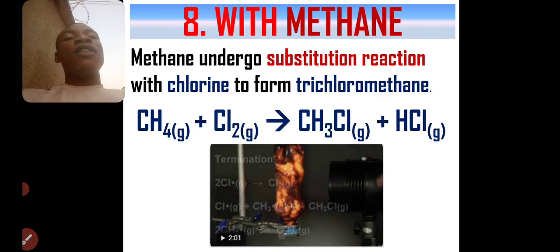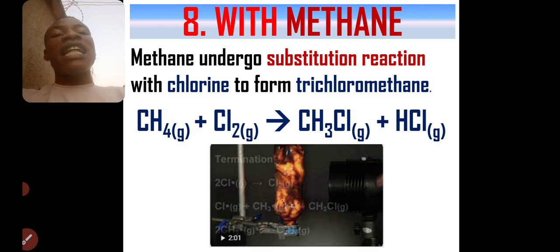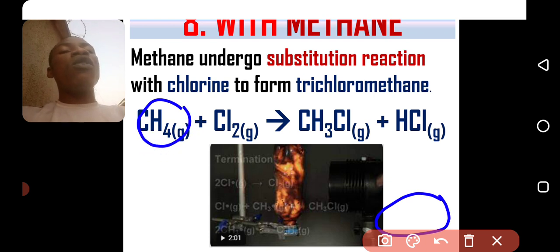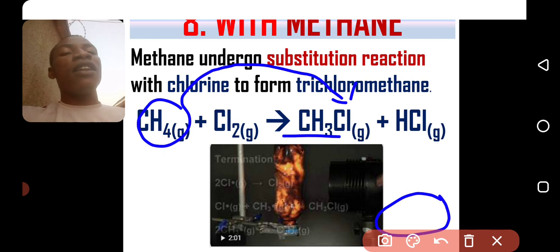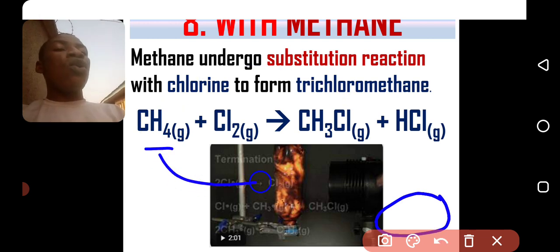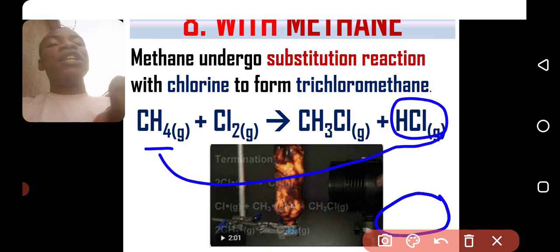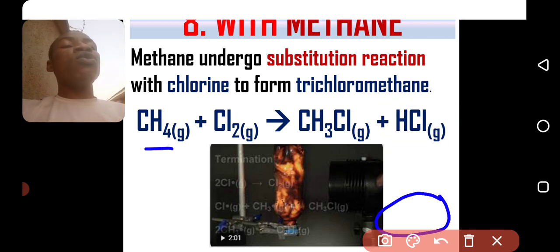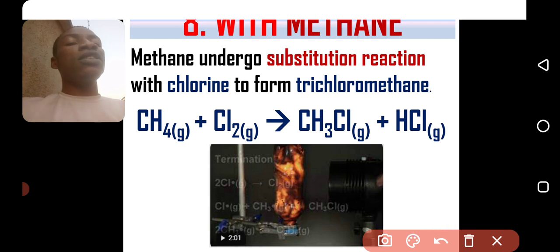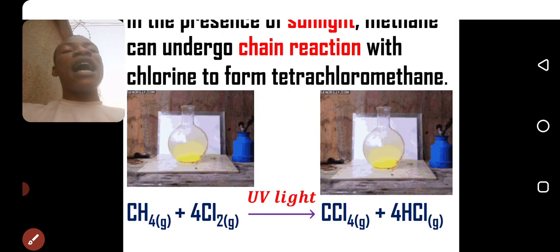With methane, when chlorine reacts with methane, it substitutes for one of the hydrogens there. That is, out of these 4 hydrogens, one of them will be replaced by chlorine, so it gives us CH3Cl. You call that a substitution reaction. Then any H that has been replaced here will form a new compound with the remaining Cl. So that is called a substitution reaction, giving us trichloromethane with HCl gas.